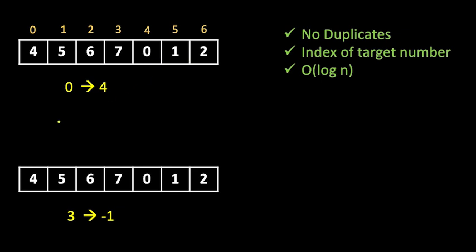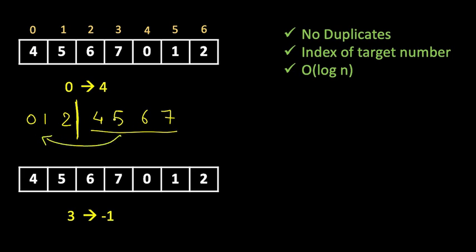0, 1, 2, then 4, 5, 6, 7. This array is sorted. Now we divide it into two parts and bring one part forward. So you see it has been rotated. So 4, 5, 6, 7 lies here, and here it's ascending. Then this reaches the peak at 7. You can see something like this.